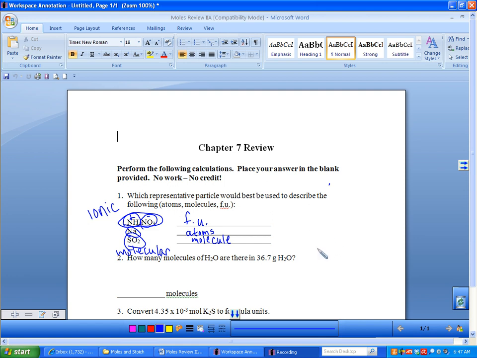Okay, now you're going to need a periodic table to do this correctly, and you're going to round to the tenths. From the periodic table, I want to know how many molecules of water are there in 36.7 grams of H2O.